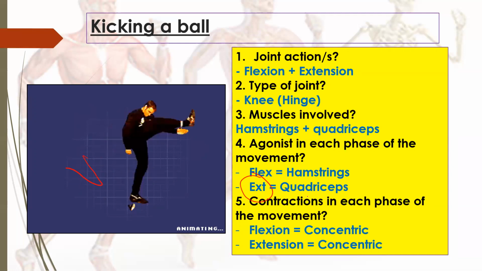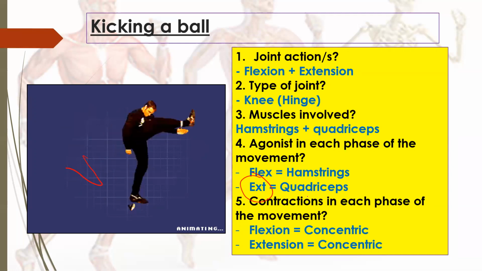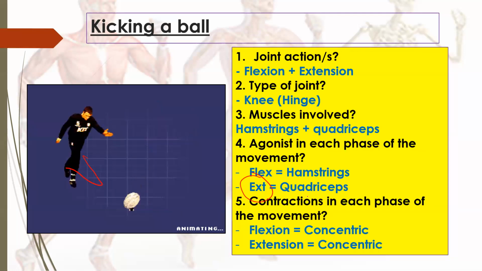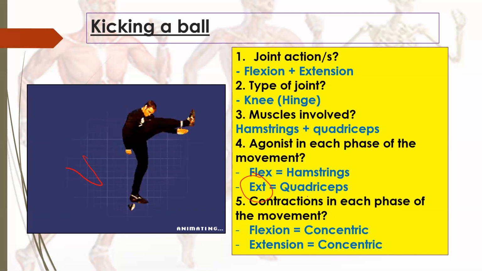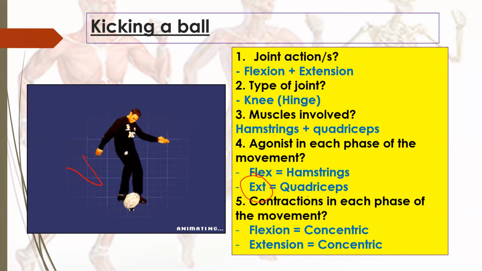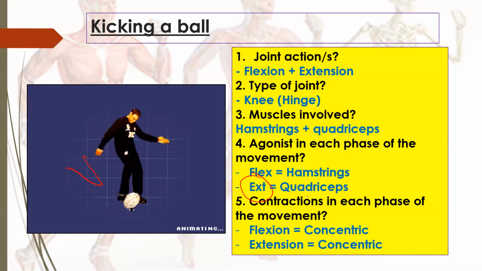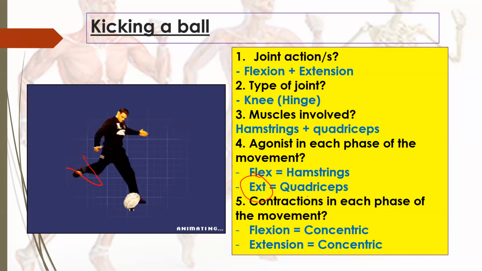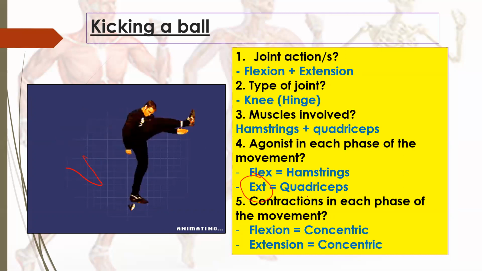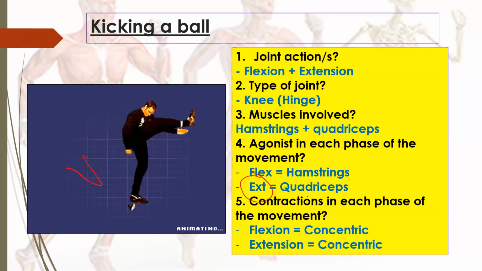On this example, you could also factor in, if you were going to go into more detail on it, you could look at, for instance, the ankle and also the hip involved there and go through that process. So what's the joint actions there? What's the type of joint at the ankle and the hip? Which muscles are involved? Which muscles are the agonist and the antagonist? What type of contractions are they? Have a think about that before we move on. Maybe add that into your answer there.